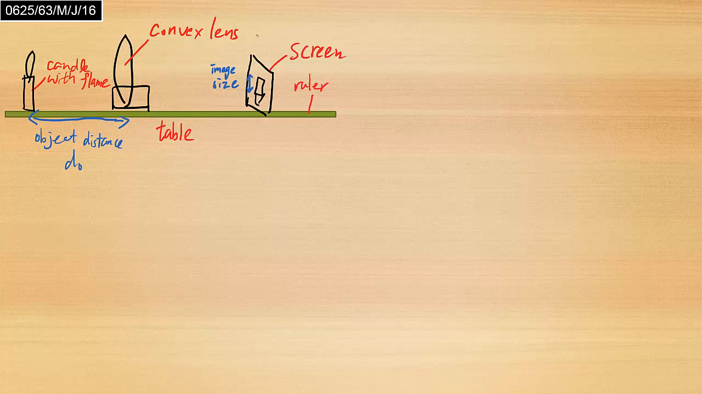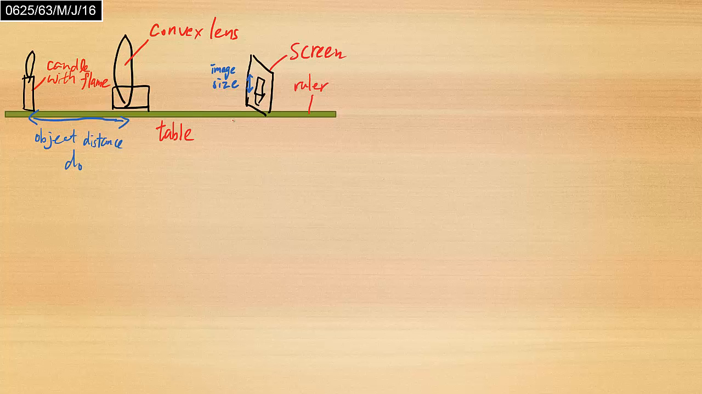Just now when I tried to draw the diagram, I drew this one, and I find it may not be the best to use the candle, although the candle is the one that my students did in school, and they got, on the screen, of course, the image of the candle. However, I don't find it very good in this experiment, since you're going to measure the image size, and the flame, you know, is not very stable, and more importantly, the candle is melting, right? It's changing size all the time.